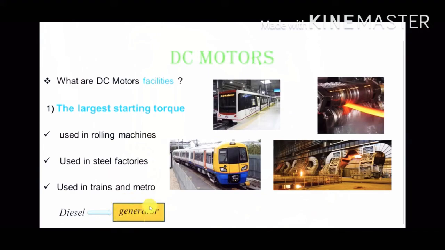This generator inside the train will generate AC power, and this AC power is introduced to a rectifier, and this rectifier will convert the AC power to DC power, and this DC power can be used to run our DC motors. These DC motors convert this electrical DC power to mechanical power, which is used in running the trains or in some metros.